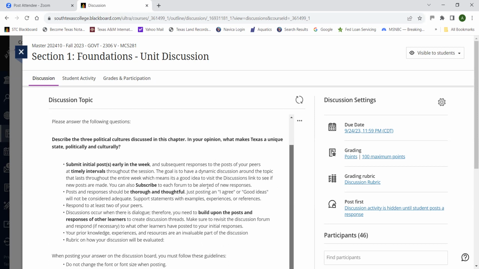Of course, you can also subscribe to each forum to be alerted to responses. Posts and responses should be thorough and thoughtful. Just posting an "I agree" or "good ideas" will not be considered adequate.